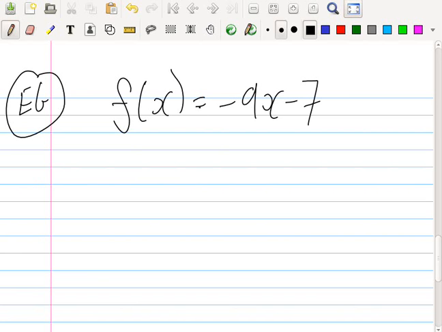So if I say f of x is minus 9x minus 7, my question is, what values of x can I use? All values of x can go into this, yes? So here, what would the domain equal? Yeah, all real numbers, because anything can go into this. There's no problem anywhere.